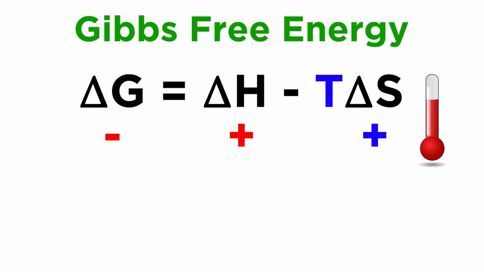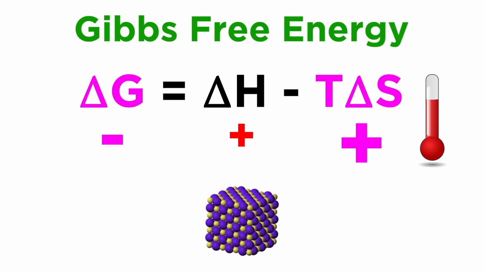In fact, the higher the temperature, the more relevant this second term becomes, because as T delta S gets bigger, delta G becomes more negative, and this is why most soluble ionic solids have their solubilities increase at higher temperatures.